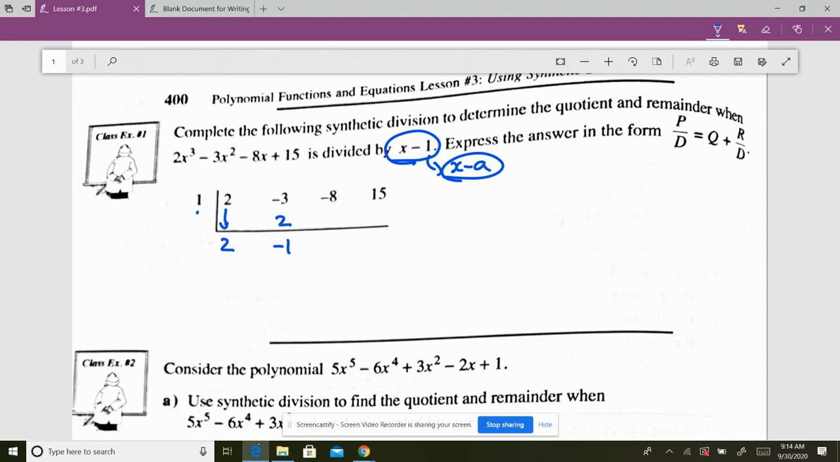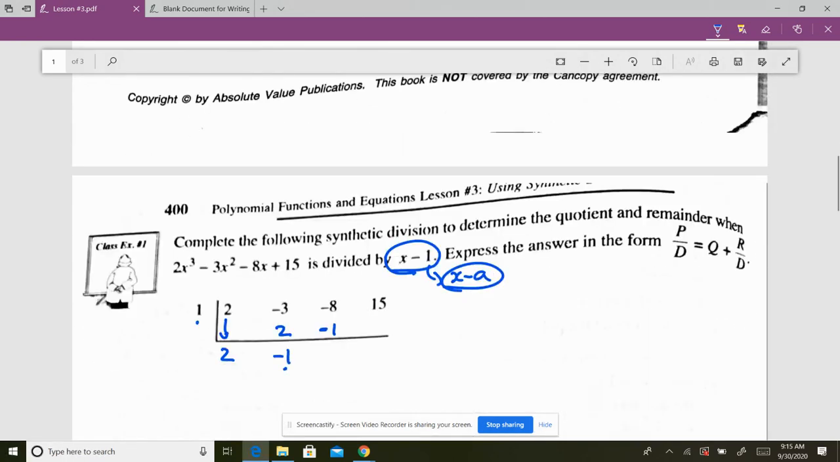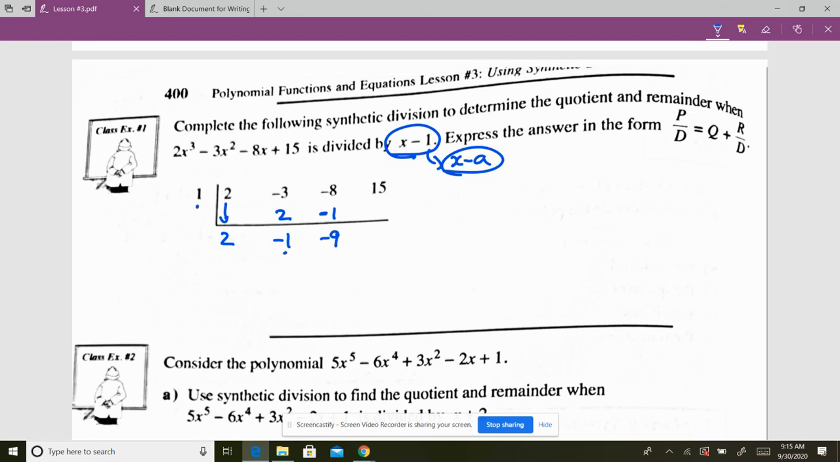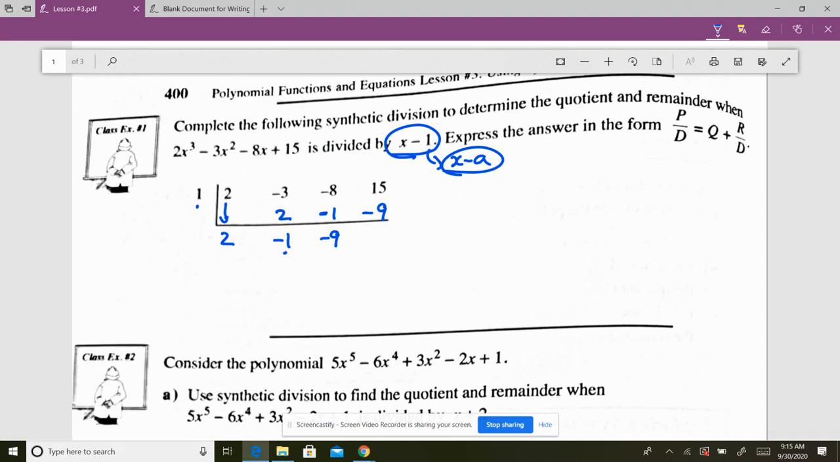Then this number gets multiplied by this number. 1 times -1 is -1. And then you add again. -8 plus -1 is -9. And then multiply the 1 times the -9, and you add. Then you add again, which gives me 6. Okay? Once you get to the end like that, this number is your remainder. We know what our divisor is. It was x minus 1, right?